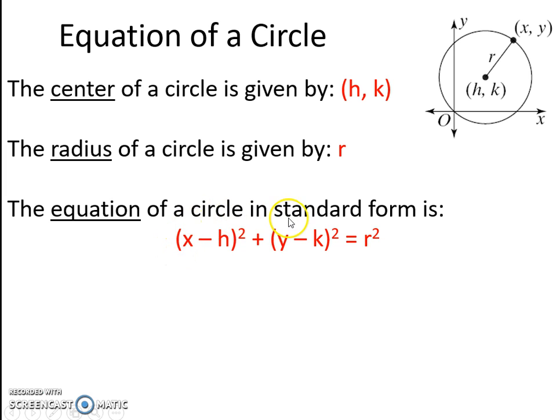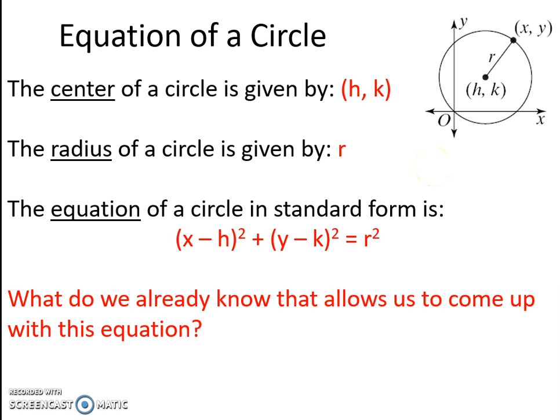The equation of a circle in standard form is (x minus h) squared plus (y minus k) squared equals r squared. It's kind of like the Pythagorean theorem, but this is actually an equation of a circle. It's like x2 minus x1, y2 minus y1, but you're adding them and squaring, like the Pythagorean theorem. So the equation of a circle that you have to know is (x minus h) squared plus (y minus k) squared is equal to r squared.